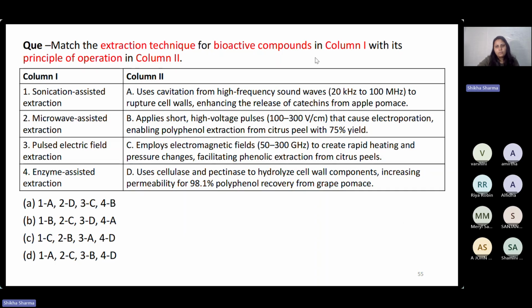Anyone who would like to answer this question? This is a very simple question.